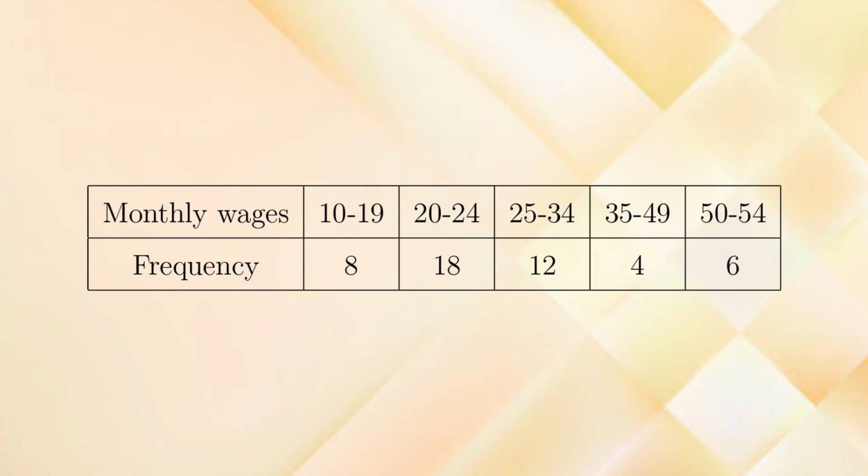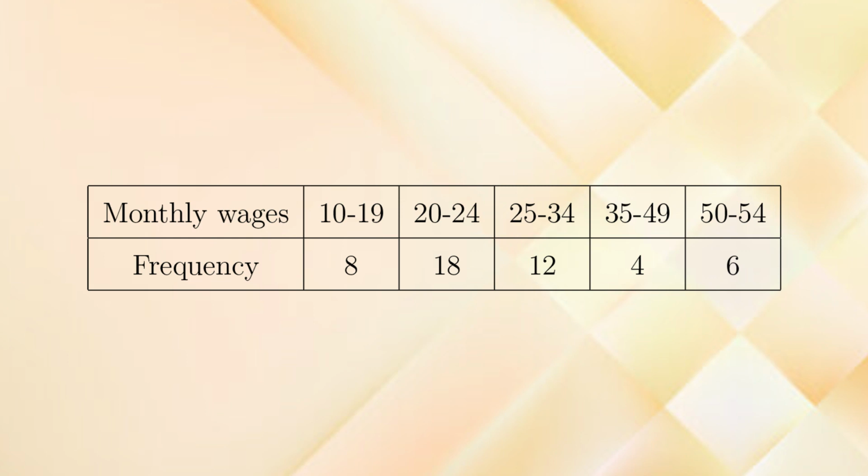Now, let us consider another example of the frequency distribution of the monthly wages in 1000 rupees of the workers of a factory. As the data is in inclusive type, we convert it into exclusive class interval. The upper class limit of the first class is 19 and the lower class limit of the second class is 20. So, there is a difference of 1 point between them.